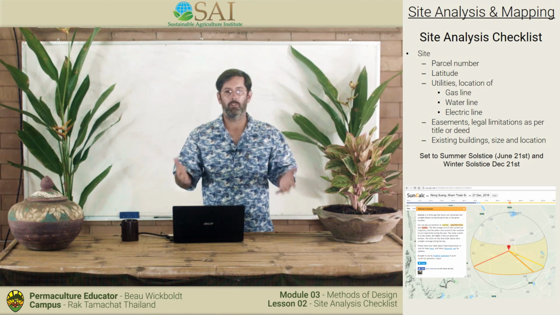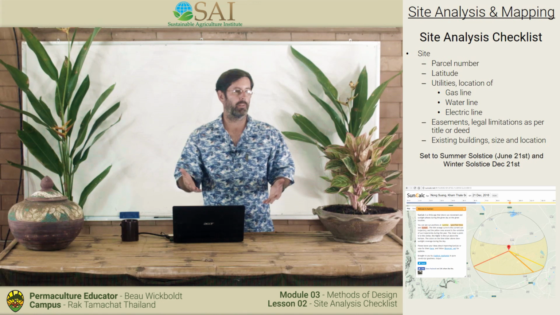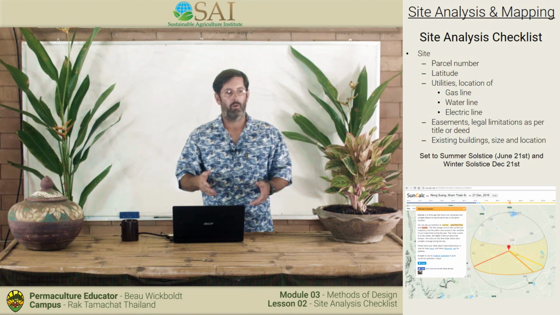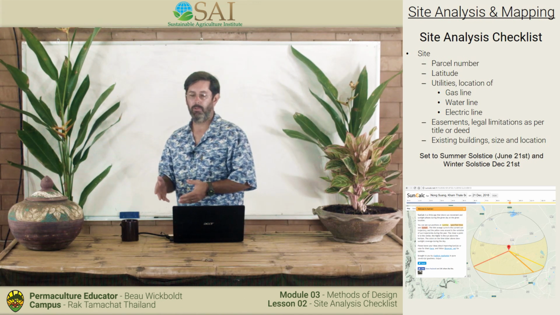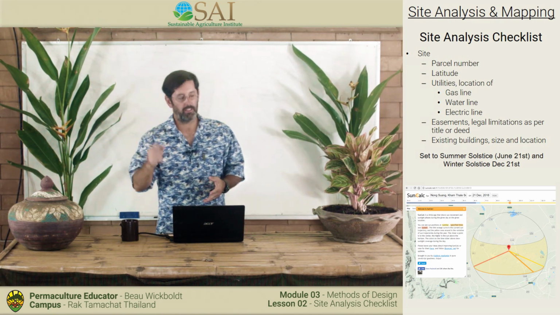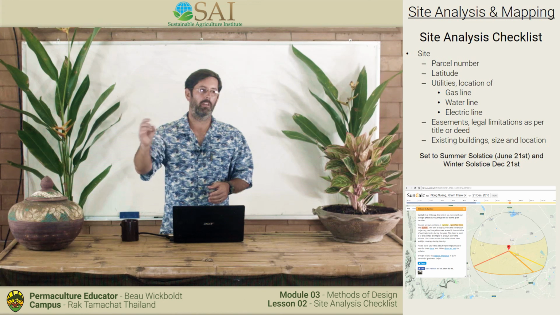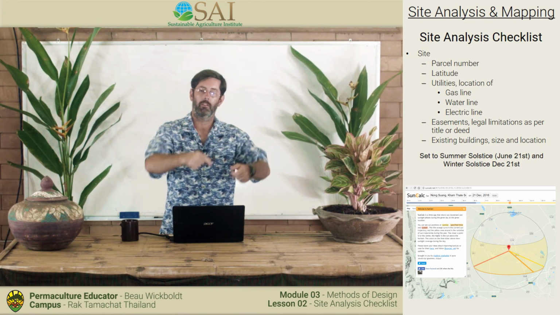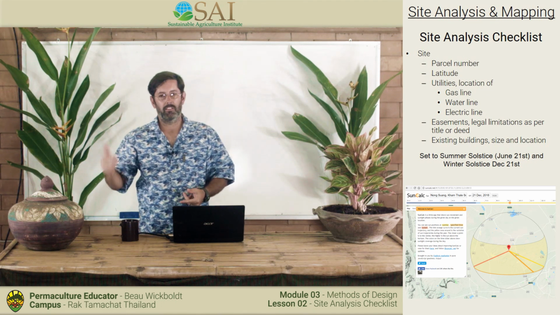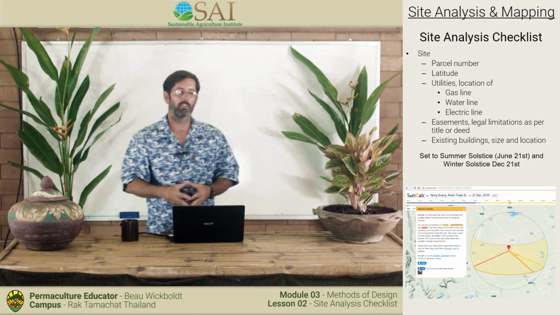Don't buy something and not know what you can do with it and then later complain, well, I didn't know, or, I don't like that. No, buy what you like. Don't buy something without knowing. So what's the legal limitations as per your title and your deed? That piece of paper says what you can do. Did you read it? Existing buildings, the size and the location, list those down.